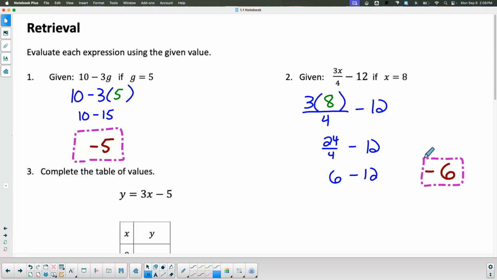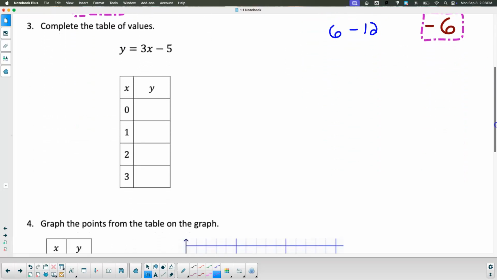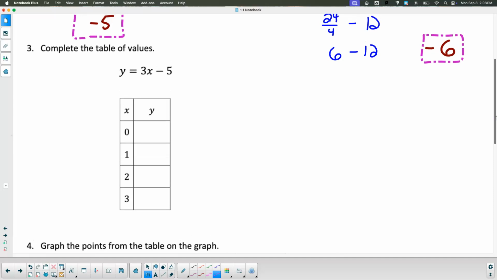Love it. Okay. Doing the same thing here in number 3, except now you're just doing it as a table. Instead of doing it one time, you're using the same equation 4 different times. So this is going to be 3 times 0 minus 5, 3 times 1 minus 5, 3 times 2 minus 5, and 3 times 3 minus 5.